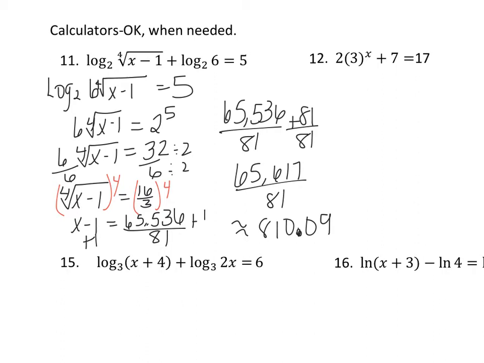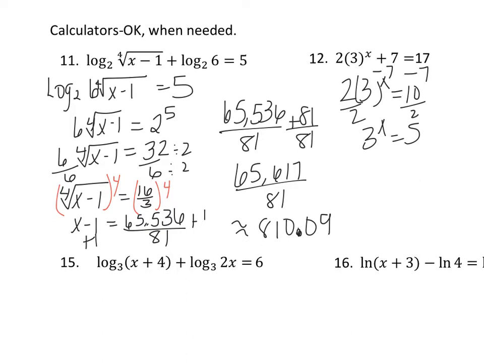2 times 3 to the x plus 7 equals 17. So I'm going to start by minusing 7. So 2 times 3 to the x equals 10. Divide by 2. 3 to the x equals 5. Now I can log both sides. I can log base 3 both sides. I can rewrite it as a log.